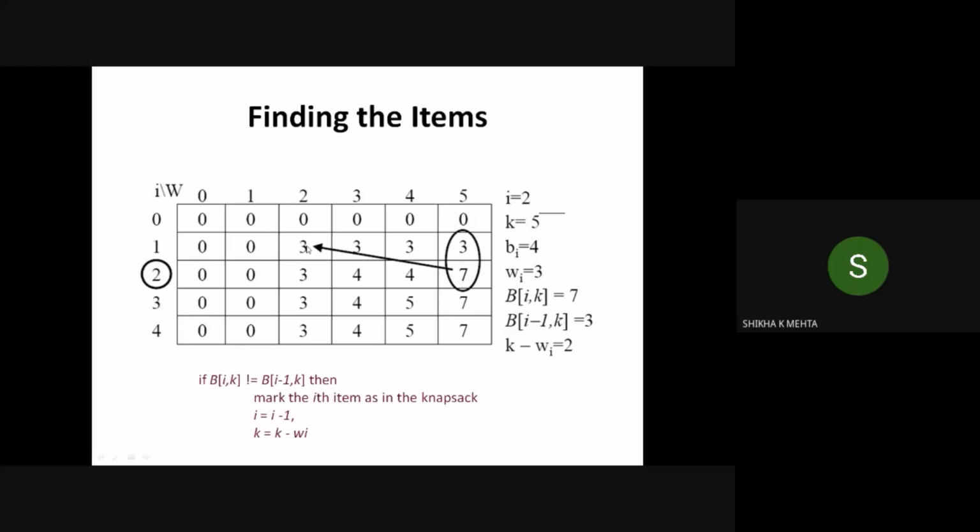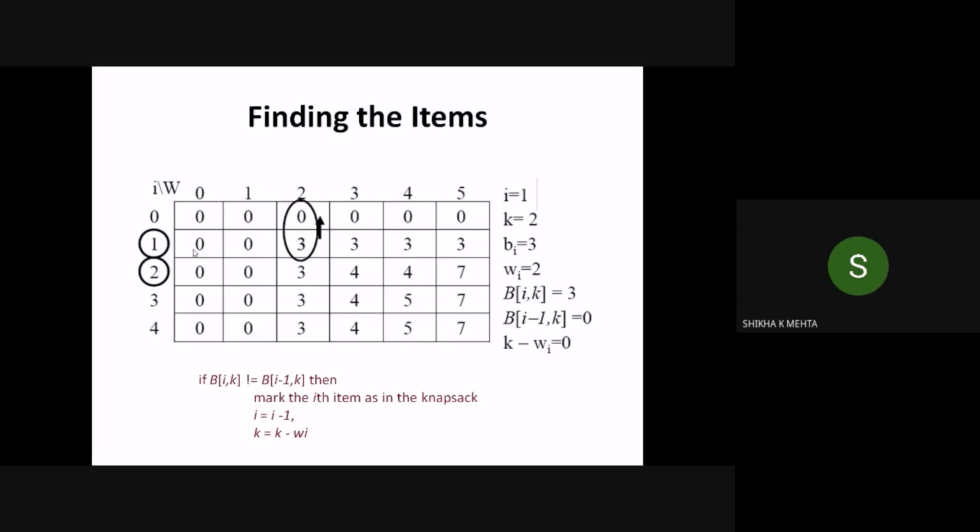So again we see the values of B[I,K]. B[I,K], that is 1,2, is 3, and B[I-1,K] is equal to 0. That means these are not equal. So we can also include item 1 into the knapsack. When we include this particular item in the knapsack, we see we are left with a weight K minus WI is equal to 0. So the capacity of the knapsack is now 0. That means we are done. We cannot have more items in the knapsack.